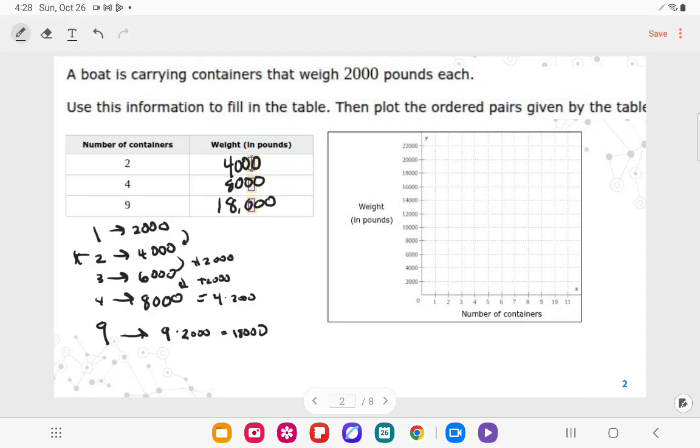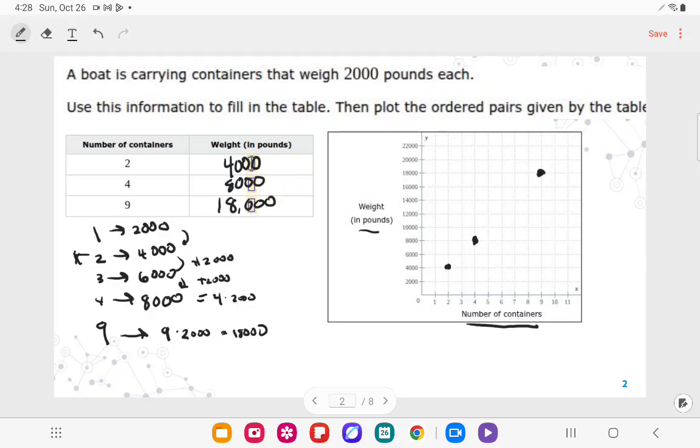And now let's go ahead and graph. If I were to graph this, I notice that 2 is going to take me up to 4,000. Notice I'm looking at number of containers, which is where I line up the 2, and the weight over here is where I line up the weight. So for 4 containers, it's 8,000. And for 9 containers, it's 18,000.